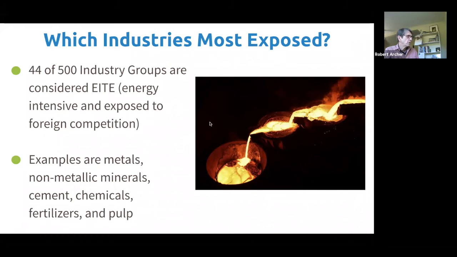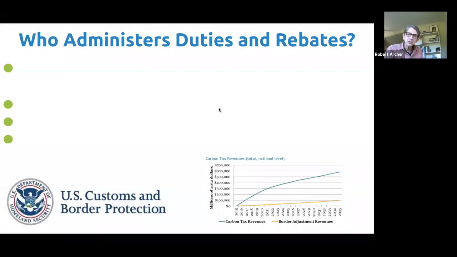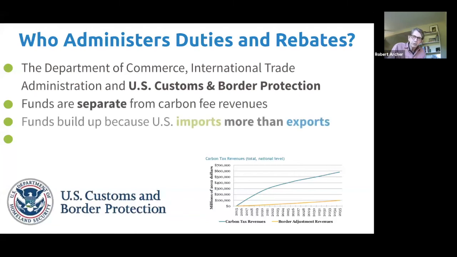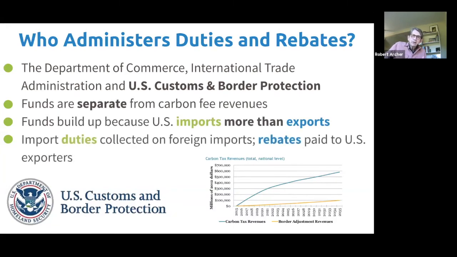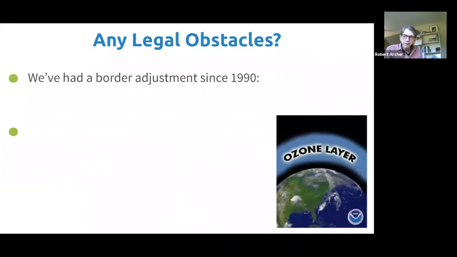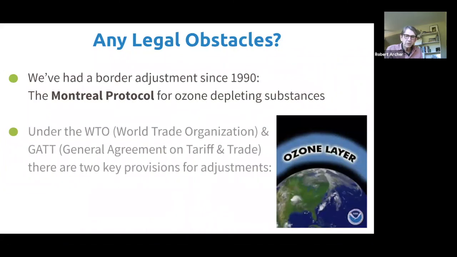So who administers all this? Again, existing institutions: the Department of Commerce, International Trade Administration, Customs and Border Protection. The funds collected are separate from the carbon fee, and the funds cover administrative costs. The U.S. imports more goods than it exports, so the fund's going to build up over time. Legal obstacles I won't really go into too much, but I think those are manageable under the General Agreement on Tariff and Trade.